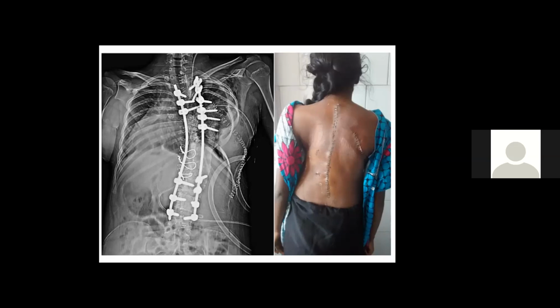So your correction has to be on the convex side. If you are able to get a pedicular screw in the convex side, the correcting side has to be the convex side, the pushing side. The supporting side has to be your concave side, as opposed to the normal way we do. So here the extrapedicular screws would have been much more helpful in this case.